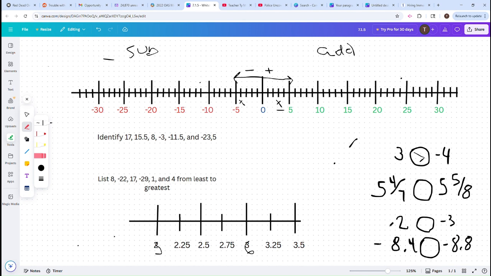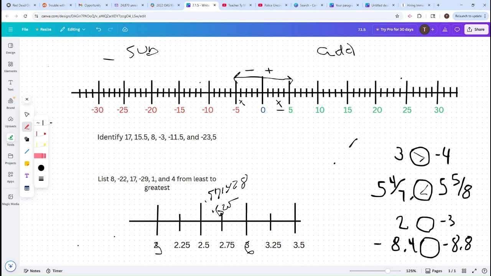Now, 4 divided by 7 is 0.571428. Remember, divided by 7 is weird. 0.57142857142857. Now, 5 divided by 8 is 0.625. Which is about right there, 0.625. So, as long as they're not negative, and they're not, this is a bigger number.